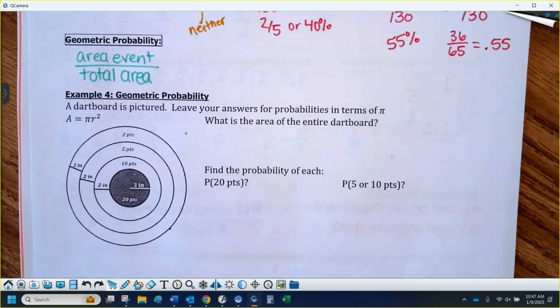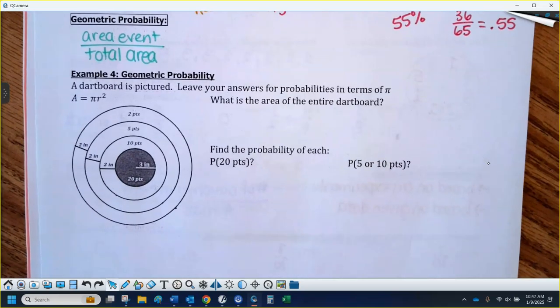For this example, we're going to work with this little dartboard that I have constructed on here. The directions just say it's a dartboard, but I've got some good labels on this. So the bullseye part in the middle has a radius of 3, and then each of these circles that come out from the bullseye, the space in between is going to be 2 inches. We're going to talk about area here in a second, but I'm going to have us leave our answers in terms of pi so they're nice numbers.